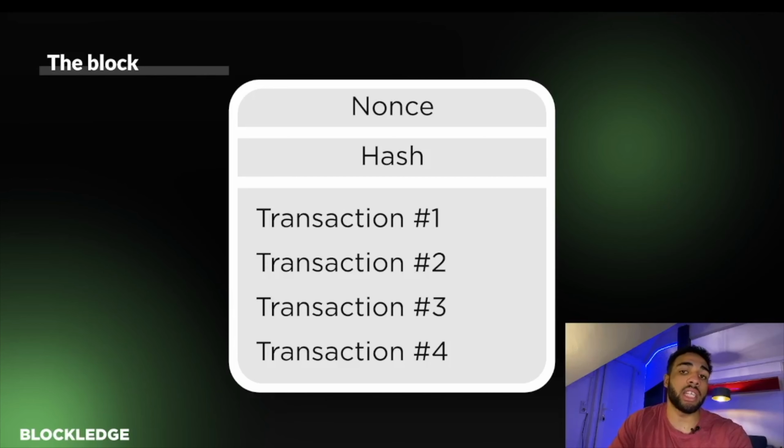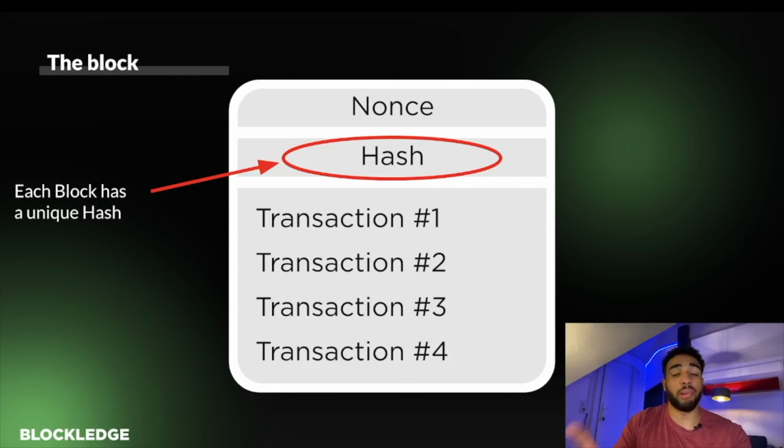So you can see each block has a nonce, and you'll see what it means after. And it has a hash. Basically, all of the transactions that you see here are represented by this hash. Each block has a unique hash, as I just said.